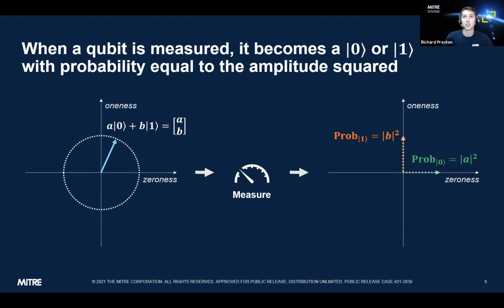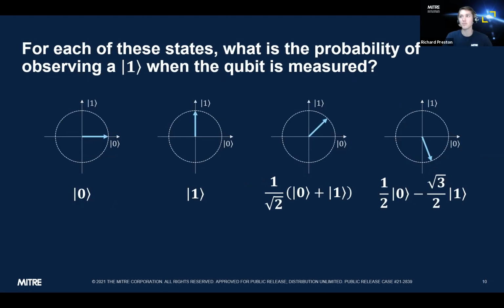Okay, any questions on this? So here's a little test. For each of these states, what is the probability of observing a 1 when we measure the qubit? The first one is probably pretty easy. If we have a 0 qubit, we measure it once, we measure it twice, we measure it a million times, we're always going to get 0. So the probability of measuring a 1 is 0%.